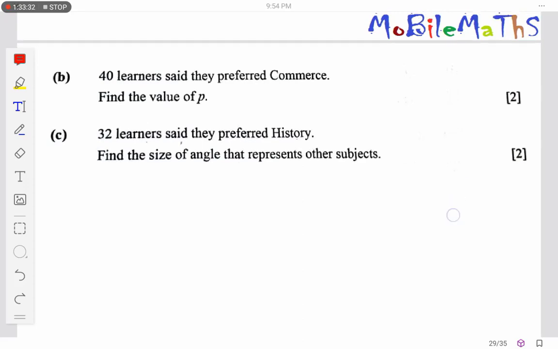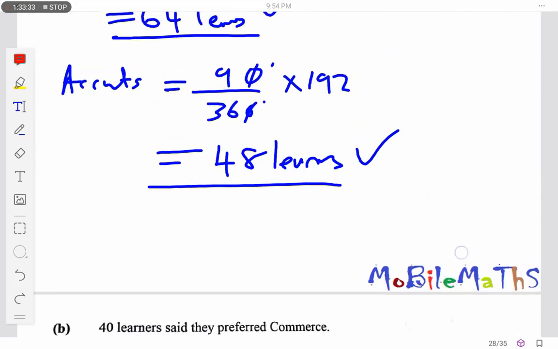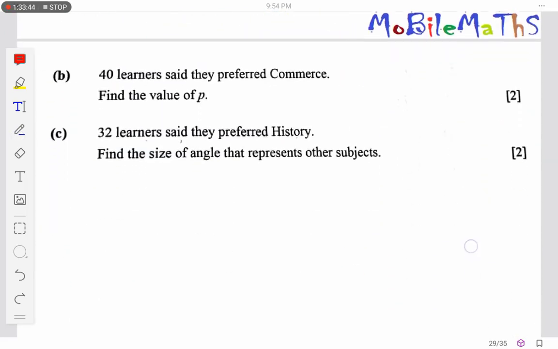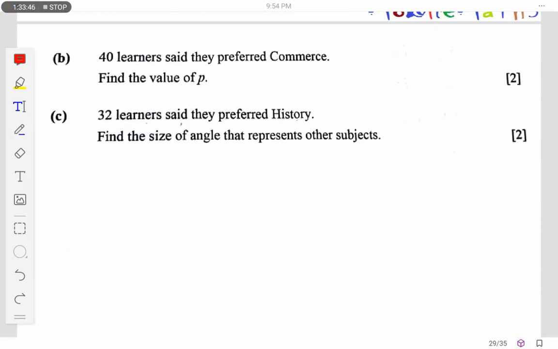Okay, so 40 learners preferred commerce. Let's see the commerce. We are looking for this angle here, angle P degrees there. Let's find the P degrees. So we can say the total angle, which is 360 degrees, is equal to 192 learners.